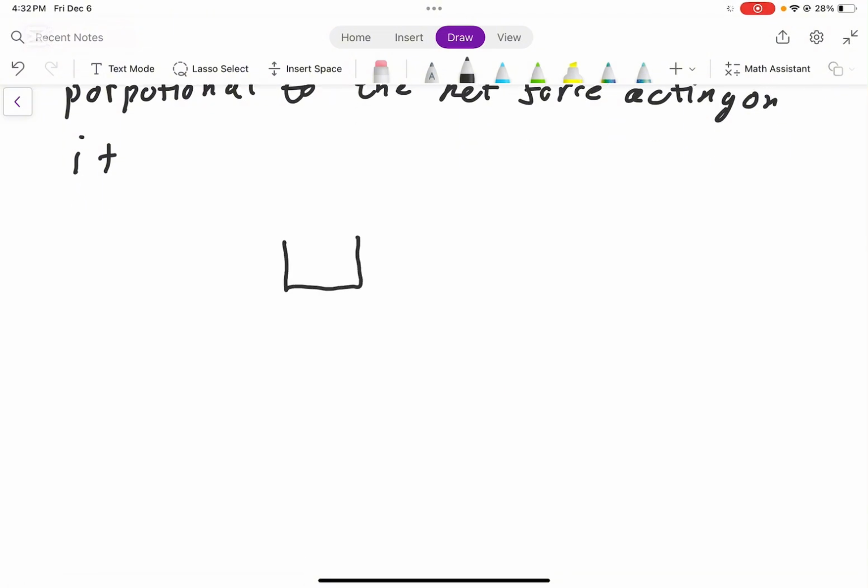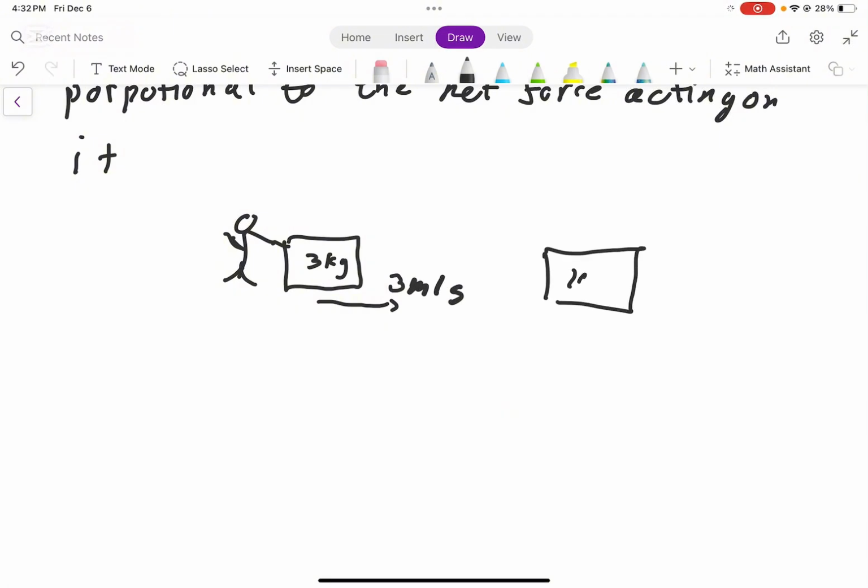So if you have a box here and maybe it's only 3 kilograms and you're pushing on it like so, the box is maybe moving at 3 meters per second. Now let's say you have another box, but it's 10 kilograms, and you start to push on it. Because it's heavier, you may be pushing with the same amount, but the box will move at a slower rate, maybe at 1 meter per second.